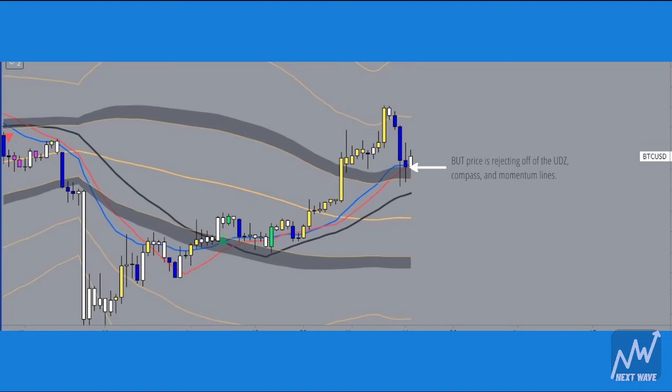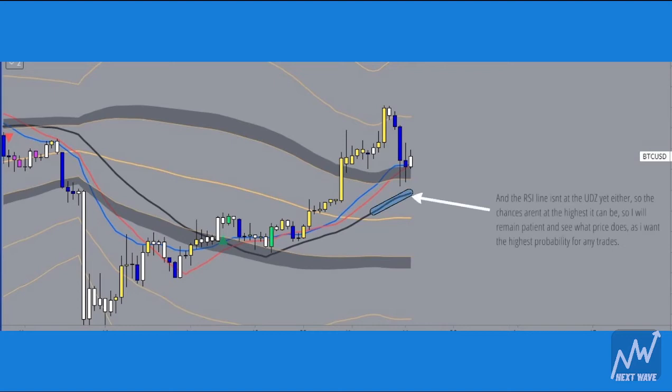But price is rejecting off of the upper danger zone, compass, and momentum lines. And the RSI line isn't at the upper danger zone yet either, so the chances aren't at the highest they can be, so I will remain patient and see what price does, as I want the highest probability for any trades.